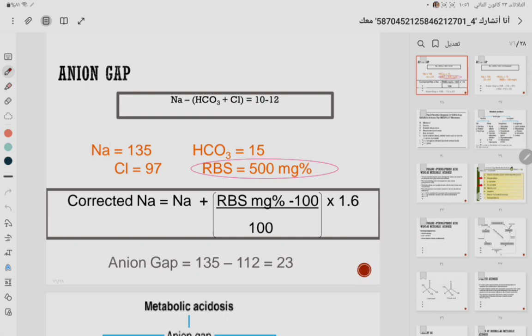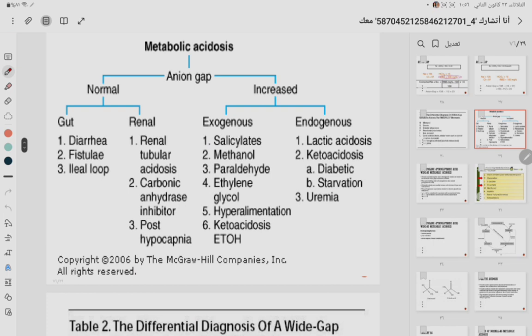And after that, you have to measure it again, okay? Metabolic acidosis is classified according to the anion gap. We have wide anion gap or normal anion gap. The normal anion gap, we can classify according to renal and extrarenal. If we have extrarenal causes, like diarrhea, fistula, ileal loop, all of these will cause loss of bicarb. Diarrhea will lose bicarb with the diarrhea. A fistula in Crohn's, for example, will lose fluid, body secretion and bicarb. Ileal loop is the same. All of these causes cause loss of bicarb.